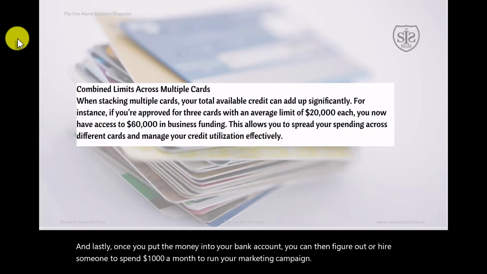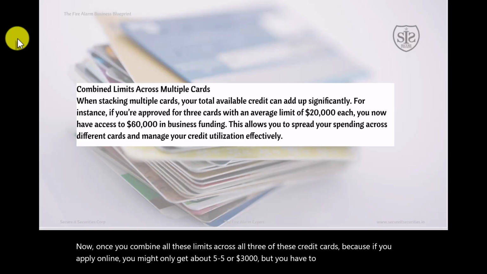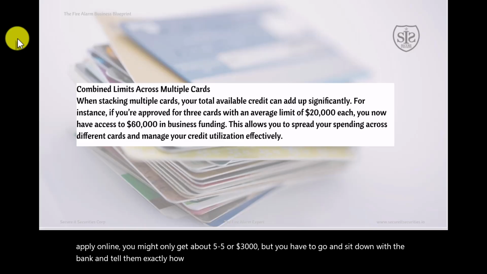Now, once you combine all these limits across all 3 of these credit cards, because if you apply online, you might only get about $5,000 or $3,000, but you have to go and sit down with the bank and tell them exactly how much you want so you can apply for the high limit credit cards, not just the regular credit cards. You want the high limit credit cards.